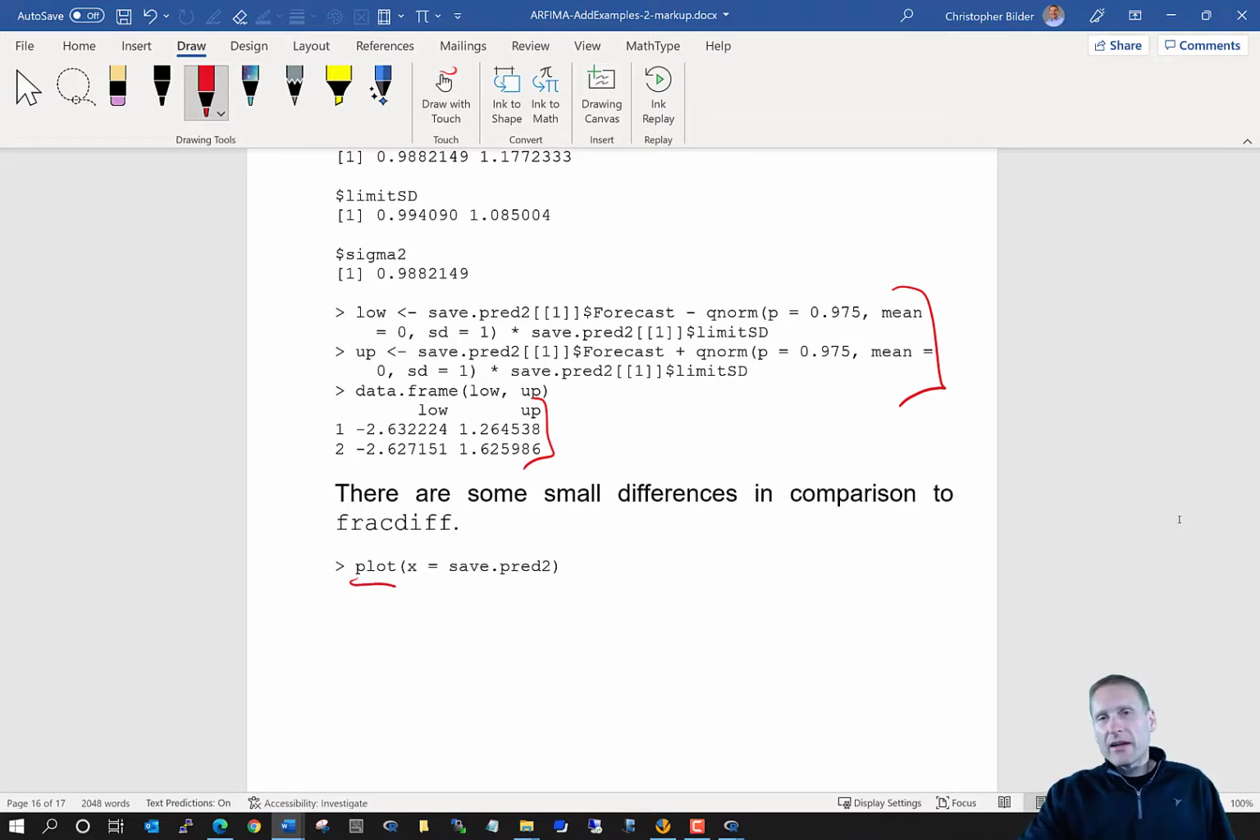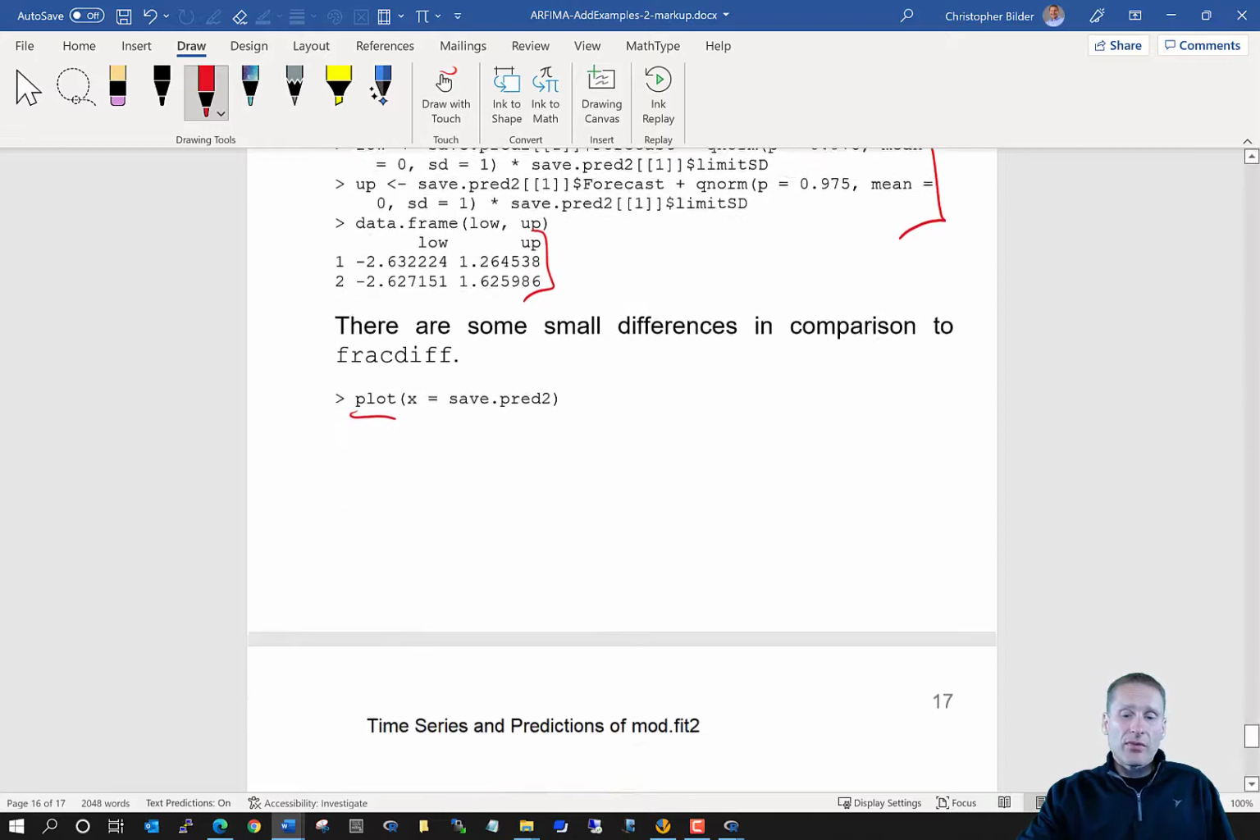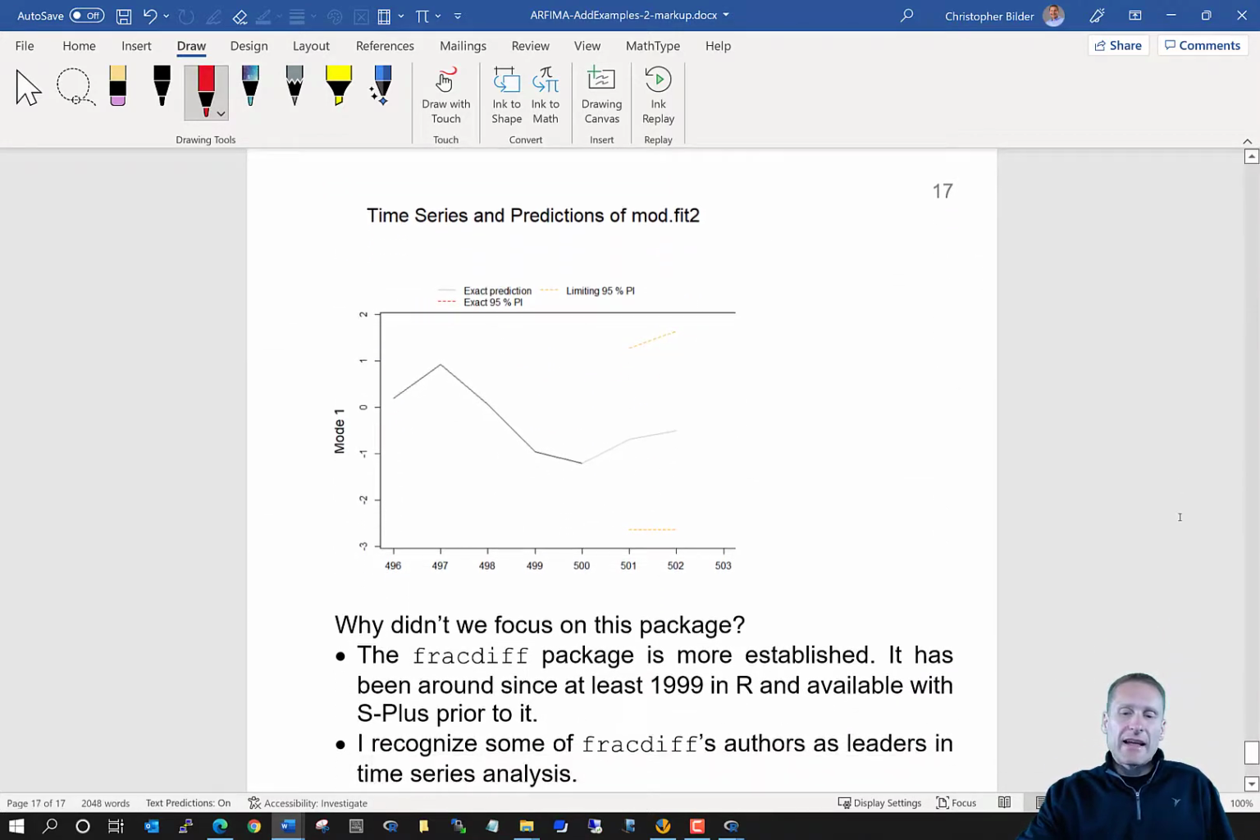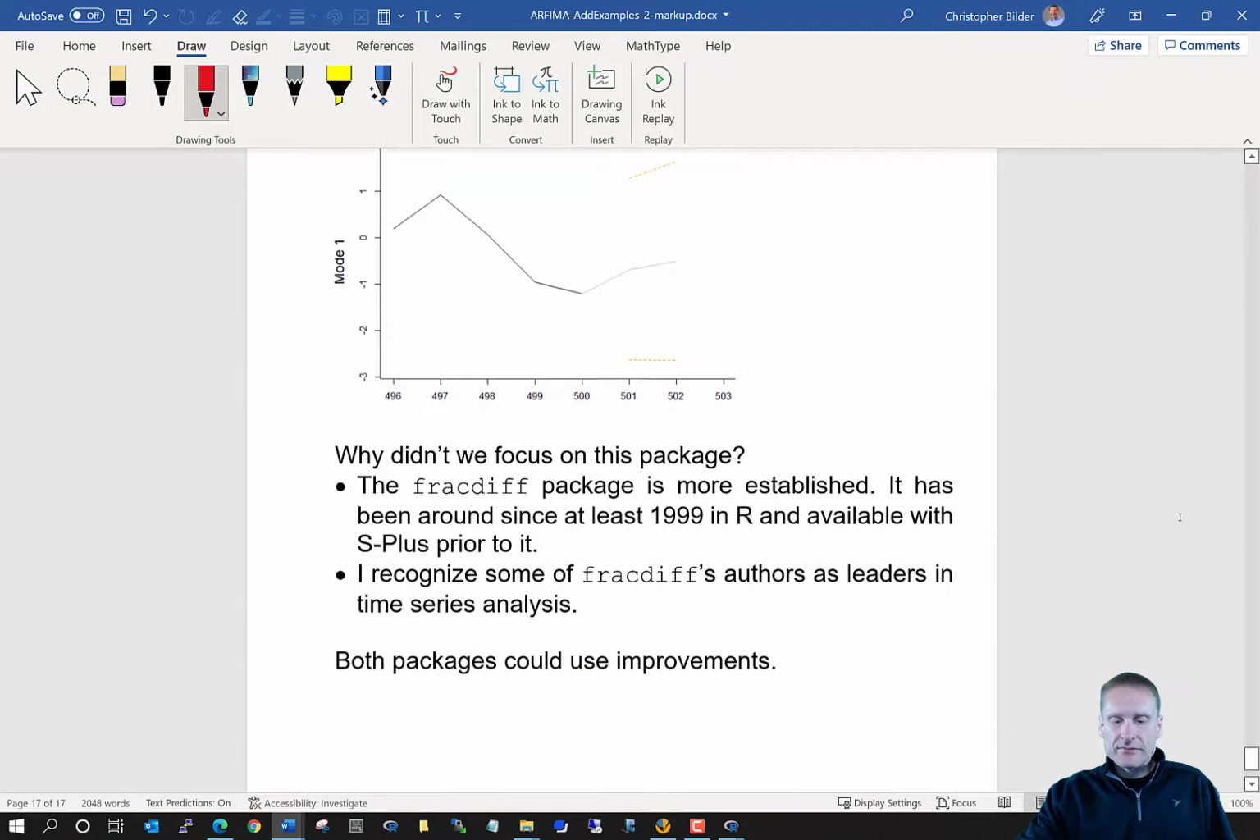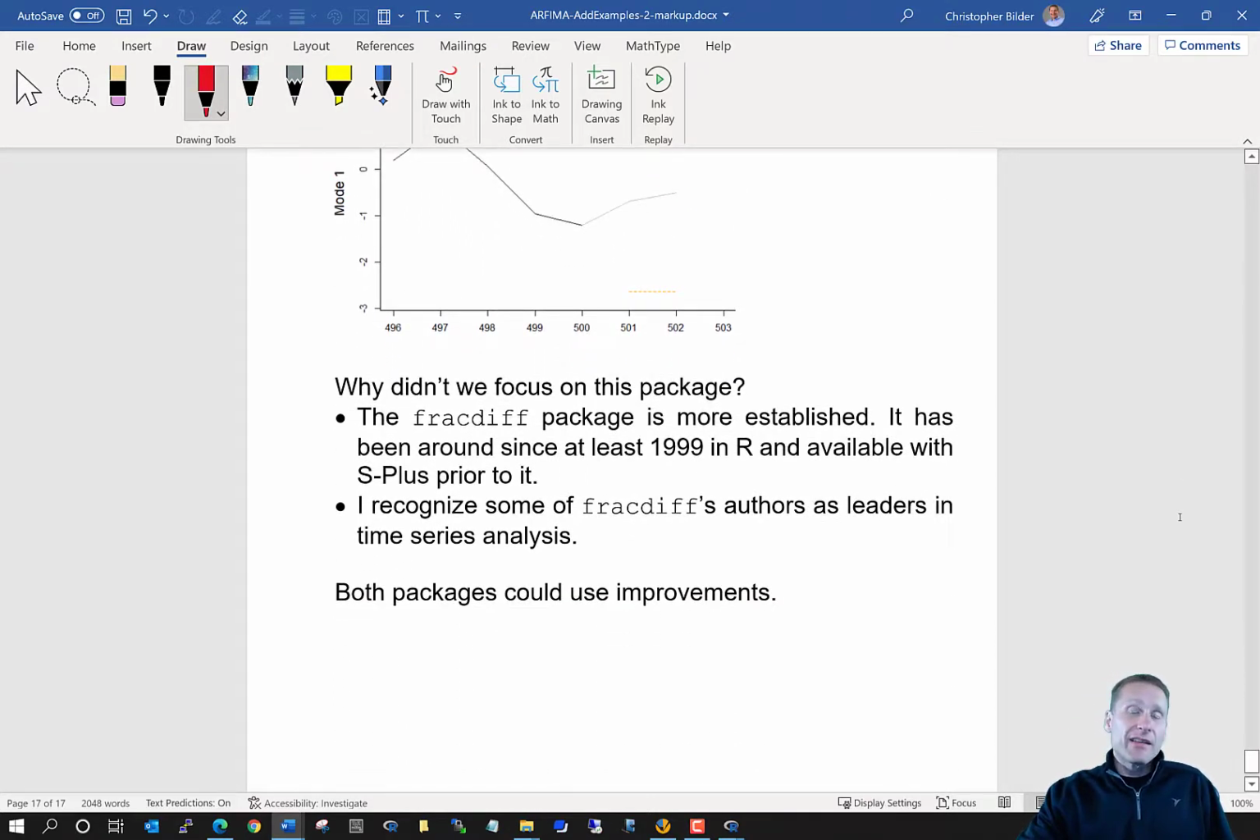Similar to the fracdiff package, there is a method function corresponding to plot that will allow you to plot the forecasts, and this is what one would get as well. So why didn't we focus on this alternative package? Well, the fracdiff package is much more established. It's been around for a long time, and that makes me feel as though it's a little bit more trustworthy. I'm not familiar with the arfima package authors in terms of their names, whereas I am familiar with fracdiff's authors, so I feel as though that's a little bit more trustworthy as well.